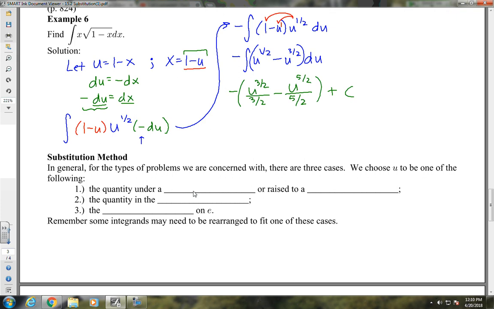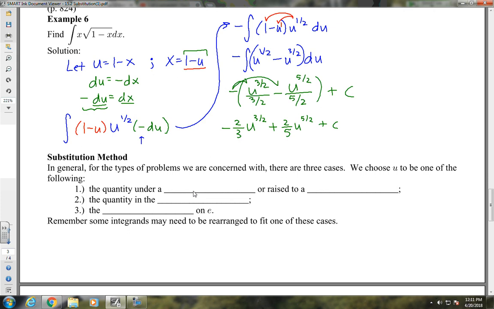Let's invert those fractions in the denominator. If we divide by 3/2, that's the same thing as negative 2/3 u to the 3/2. And when you get used to that, you can automatically flip that denominator when you integrate. Now be careful on the next one. I'm not only inverting those denominators, I'm also distributing this negative. So let's call it plus 2/5 u to the 5/2 plus c.